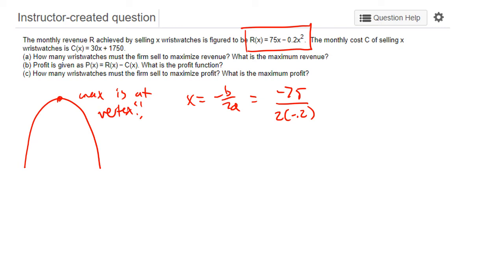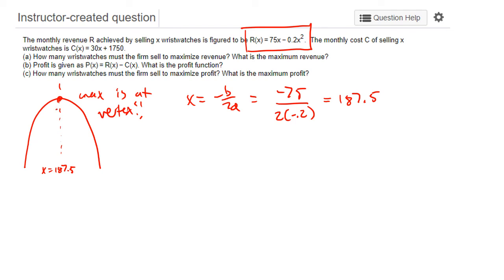Okay, the negatives cancel out, that's great, but I'm going to go ahead and use a calculator to quickly tell me that negative 75 over 2 times negative 0.2 is 187.5. However, I can't sell half of a wristwatch. Okay. So our axis of symmetry is right here at x equals 187.5. I can't sell half of a wristwatch, so I can never actually achieve this vertex as my revenue.